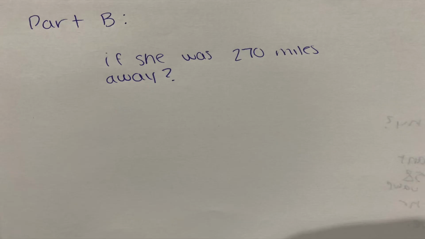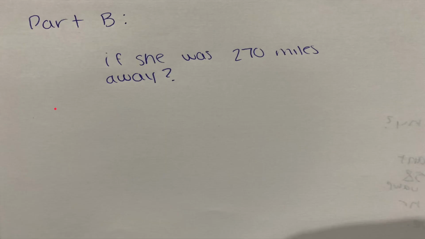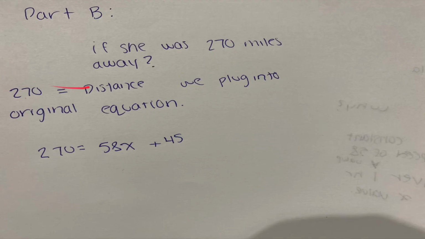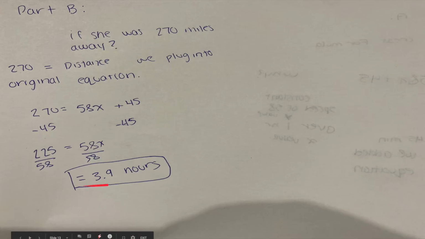Okay, part B. If she was 270 miles away, that's what the question is asking. So this is pretty simple. They're asking us about distance, and we have D in our previous equation. We just plug it right back in. So if she was 270 miles away, we plug the distance into the original equation: 270 equals 58x plus 45. We just solve this out, and we get 3.9. So 3.9 hours. Here, I'll pause it for a sec so you guys can take a minute.